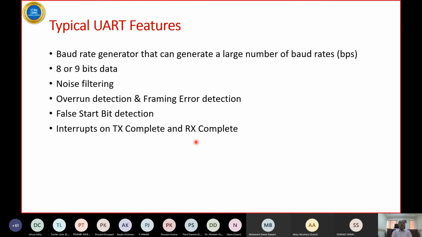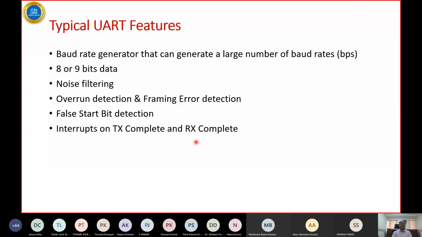So now what we said was that a UART can be used for connecting two devices, one transmitter and one receiver. Both these devices have to use the same baud rate. So what is baud rate? Baud rate defines how many times a signal changes in a second. A typical baud rate is 9600, that is 9600 bits per second.